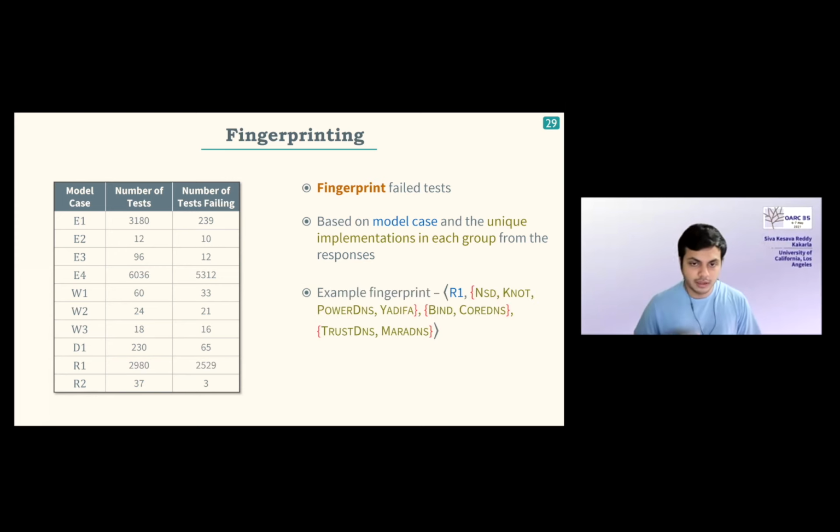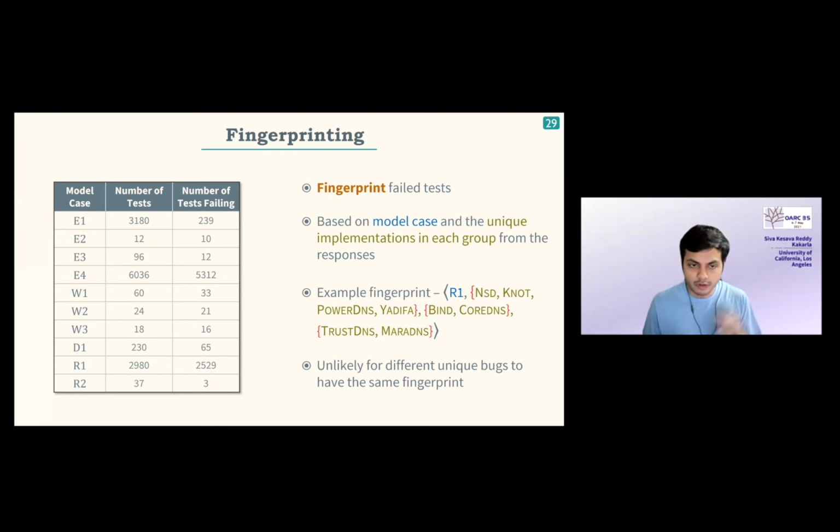For example, this is one example of a fingerprint. In this test case, the test was generated because of the R1 branch, and on this test case, NSD, Knot, PowerDNS, and Yadifa had one response. Bind and CoreDNS had another response. Trust DNS and MyDNS each had a response, and the three responses were different from each other. The reasoning behind all of this is that it's unlikely for different unique bugs to have the same fingerprint.